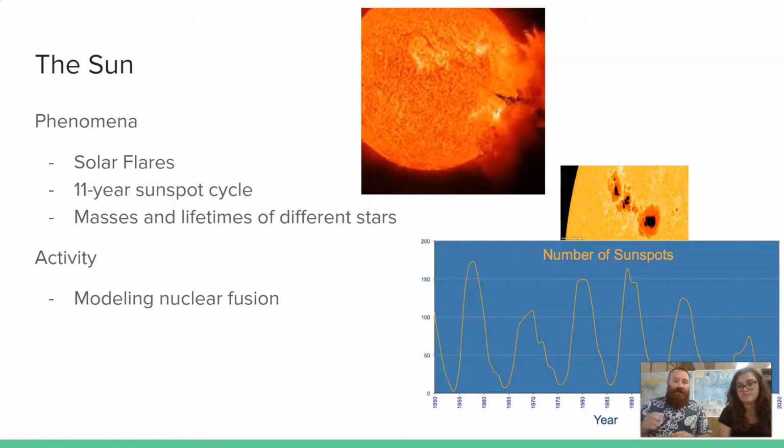There's also sunspots. So this is sunspots we can observe through telescopes, but also we can look at patterns, and that's another phenomena that we can ask questions about and make observations of. And then also the masses and lifetimes of different stars, comparing our sun with the different stars in our galaxy and in our universe.